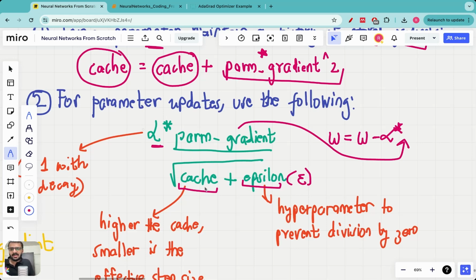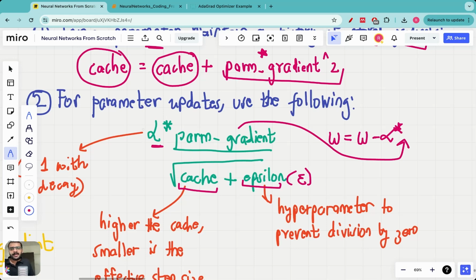So in the initial iteration, cache value is equal to zero. So for some reason, if the parameter gradients are all zero, we don't want to divide by zero, right? So that's why we add epsilon. So now, did you understand why we did a parameter gradient square in the cache calculation? The reason we do a square here is to prevent taking the square root of negative values. So when we do the parameter gradient square and then add it with epsilon, it automatically means that the denominator is a positive value. So taking the square root will result in a valid answer.